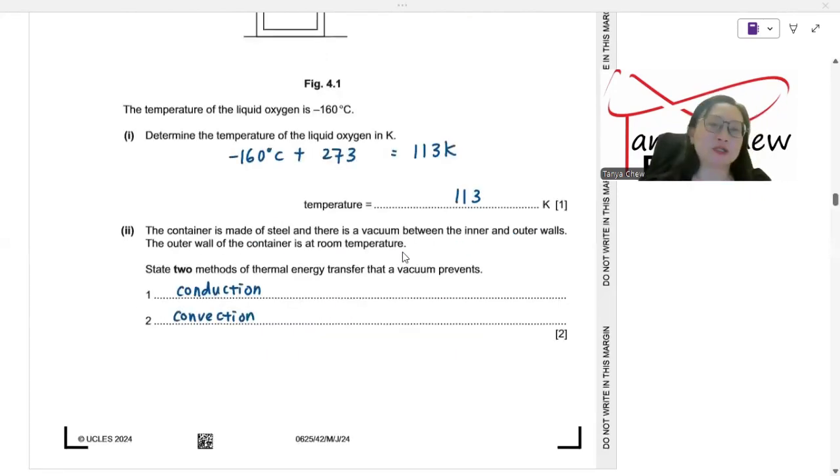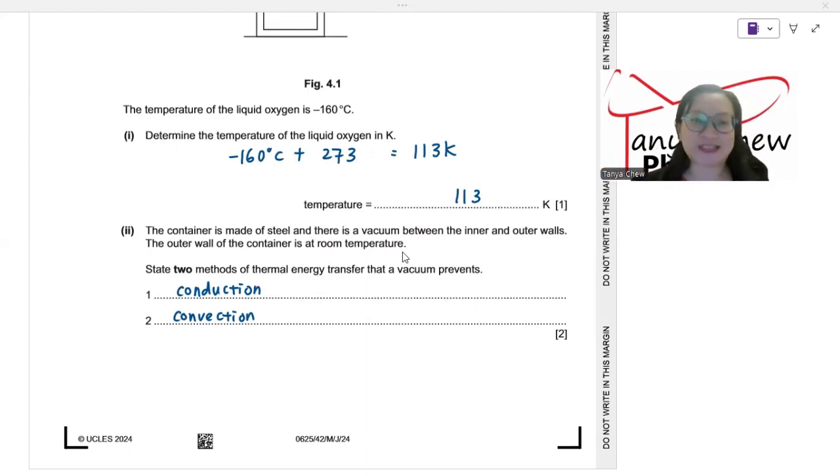The second part, the container is made of steel, and there's a vacuum between the inner and the outer walls. The outer wall of the container is at room temperature. So state 2 methods of thermal energy transfer that a vacuum prevents. First of all, there are three methods of how the thermal energy can be transferred. One is called conduction. The other one is called convection, circulation of the fluids. And the third one is called radiation.